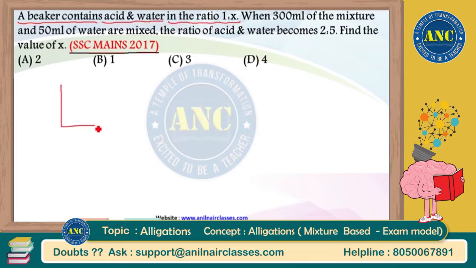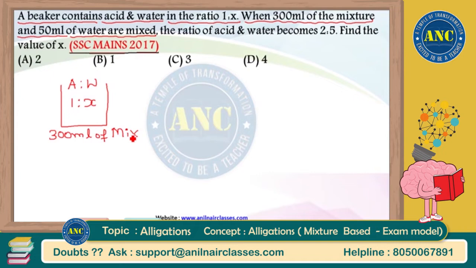Okay, there is a beaker that is nothing but a vessel. Acid and water is in the ratio 1:x, right? This is the first statement. When 300 ml of the mixture and 50 ml of water are mixed. Now in the first vessel, the acid and water are in the ratio 1:x and 300 ml of mixture is present in the first vessel.